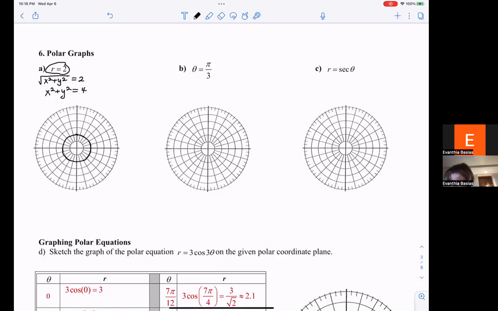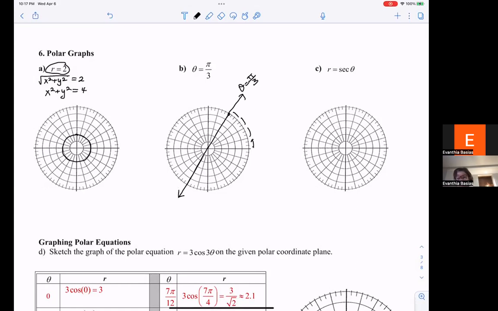Okay, theta equals pi over 3 is exactly what we think it is. It's just the ray for pi over 3, and pi over 3 is equivalent to 4 pi over 12. So we have to count up 4. 1, 2, 3, 4. So this is pi over 3, but we also include this piece. So this entire line is theta equals pi over 3.